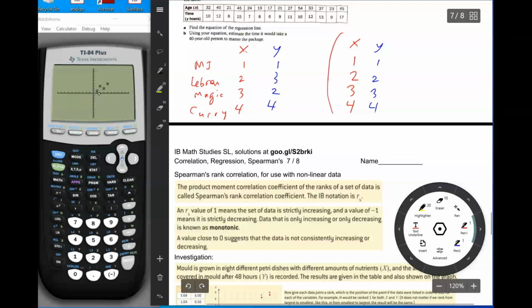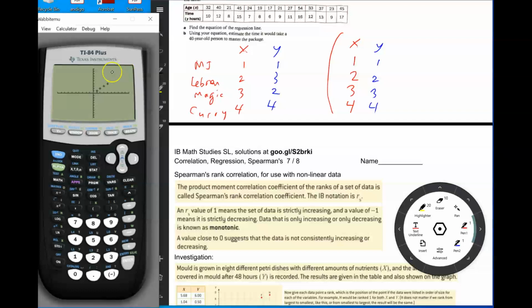Then we would have this list of points, 1, 1, 2, 2, 3, 3, 4, 4. Obviously, if I graphed this, I'd end up with this graph. Complete agreement between the two classmates about the ranking, and those line up to form a perfect line.